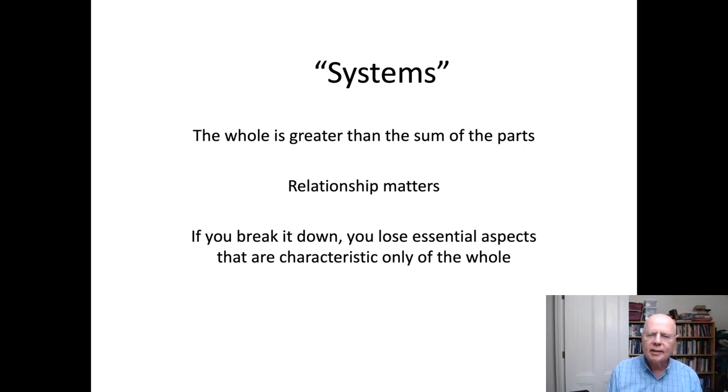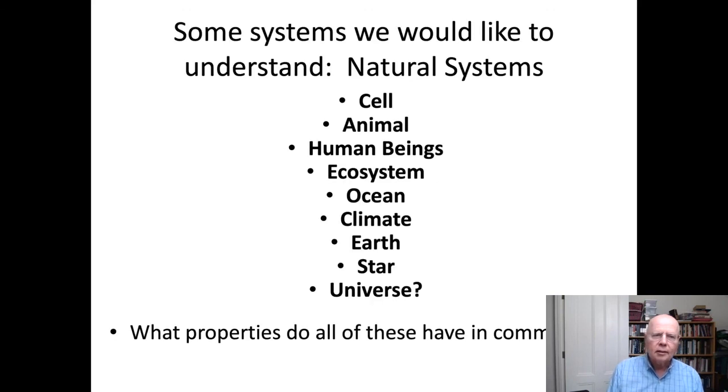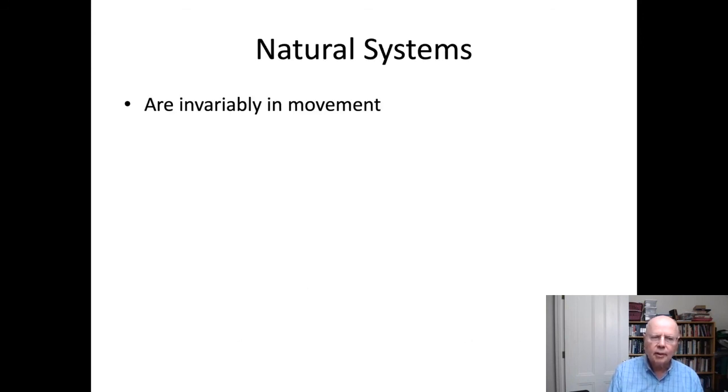Well, systems is largely the way that the universe works. Some systems we would like to understand, what I call natural systems, are things like this list here, ranging from cells all the way up to the universe. So we can ask, when we look at a list like this, which covers such a vast range of scales, are there properties that all of these have in common? And these would be the properties of natural systems.